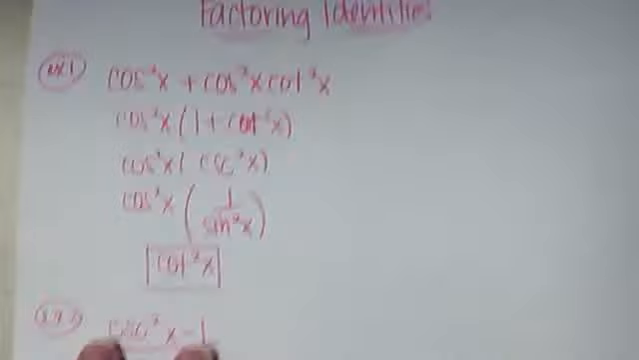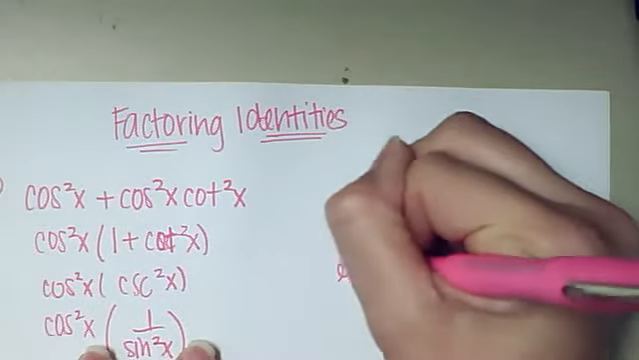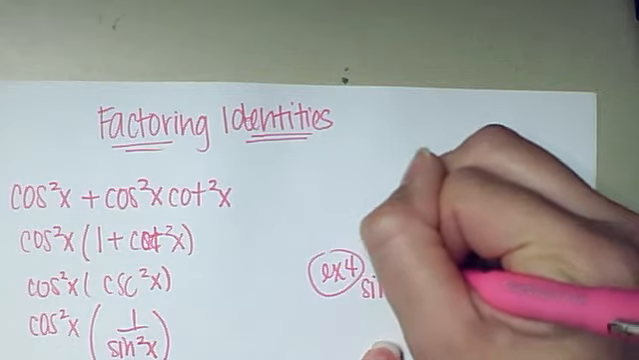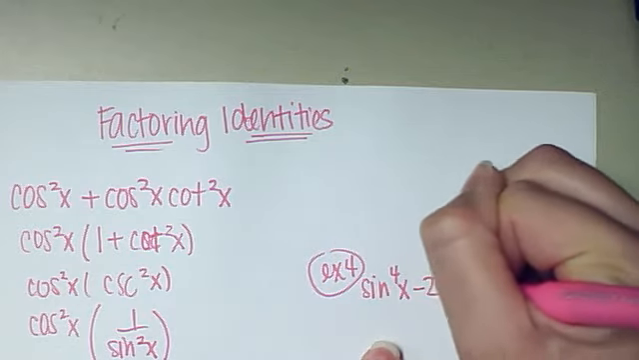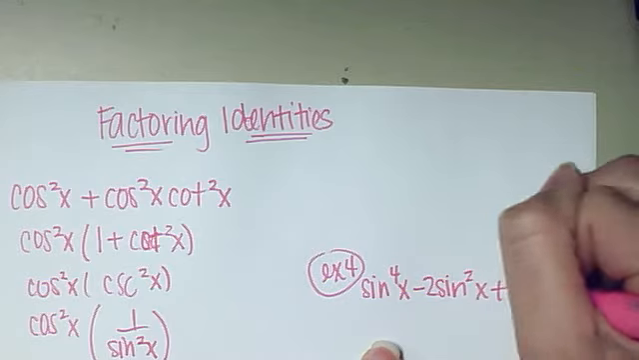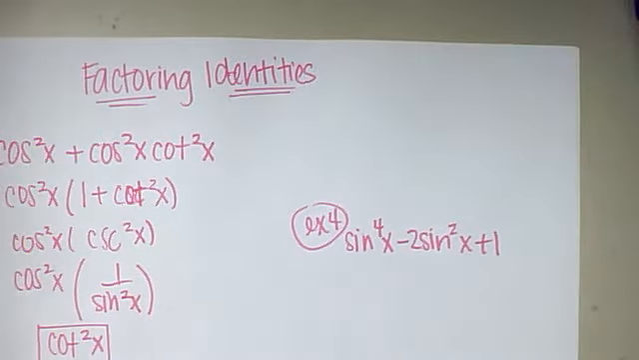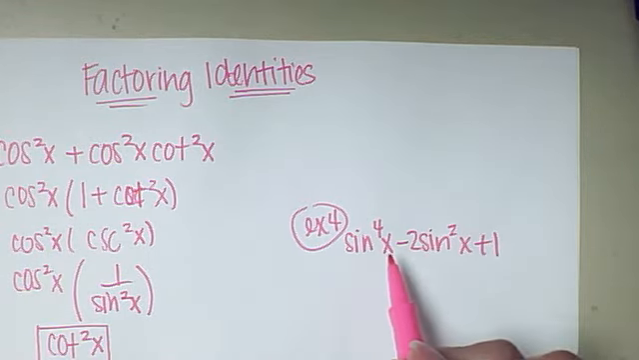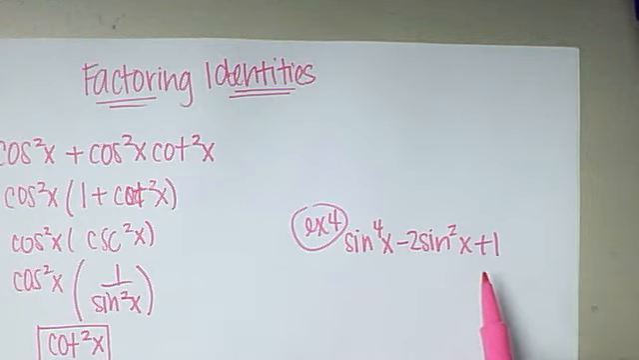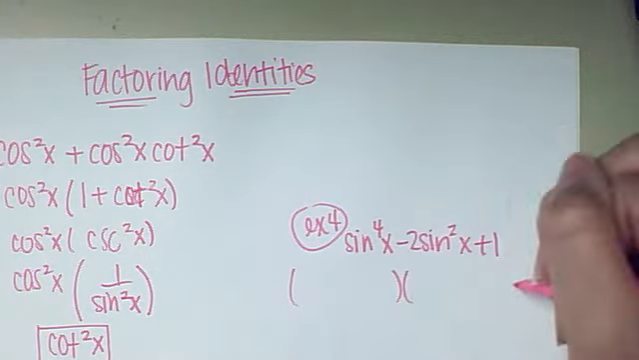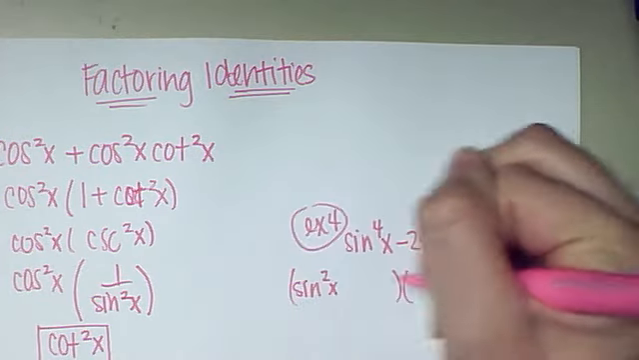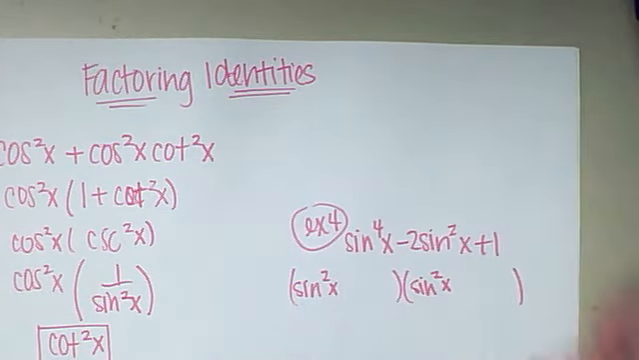We're going to look at one more example. Example number 4. And that is what to do with a trinomial. So you know trinomial factoring. Now we're just going to apply that to trig. And so if I have sine to the 4th x minus 2 sine squared x plus 1, I can factor that by treating this as if it was x to the 4th minus 2x squared plus 1. If I take the square root of something to the 4th power, that's like saying sine squared x. So that goes in the first group.